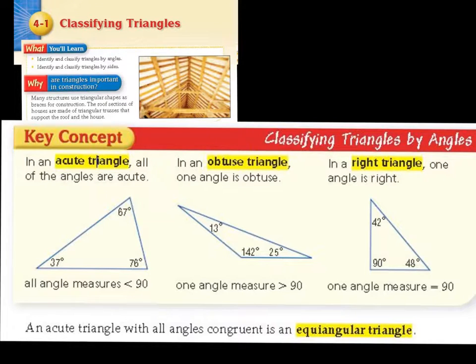There are three ways to classify triangles by angles. In an acute triangle, all the angles are acute. In an obtuse triangle, one angle is obtuse, and in a right triangle, one angle is right. An acute triangle with all angles congruent is an equiangular triangle.